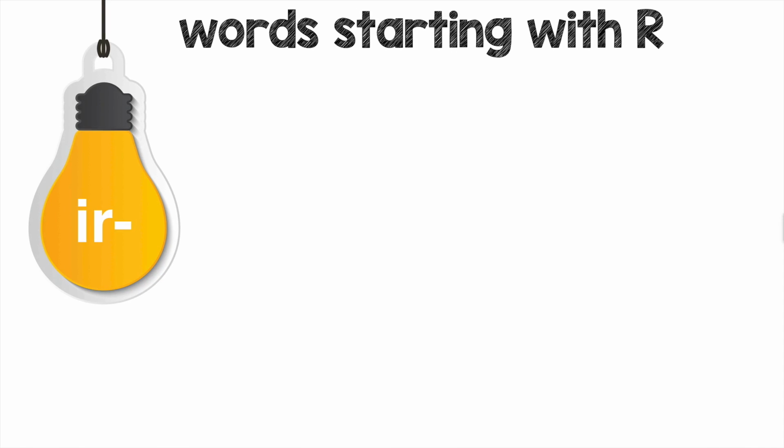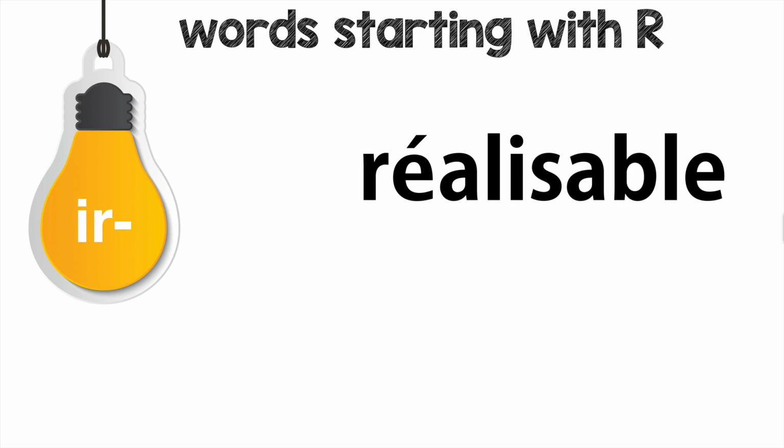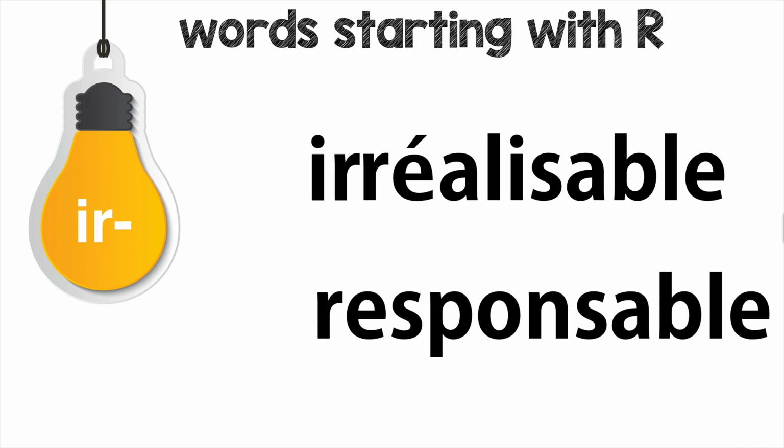When your word starts with the letter R, in becomes in this case ir. Réalisable, it is achievable. If you want to say that it's not achievable, you are going to say irréalisable. And again here, the same rule with 2 R. Irréalisable. Responsable, responsible. Well, irresponsable is irresponsible with 2 R. Okay, but actually, all these prefixes come from in, the opposite.